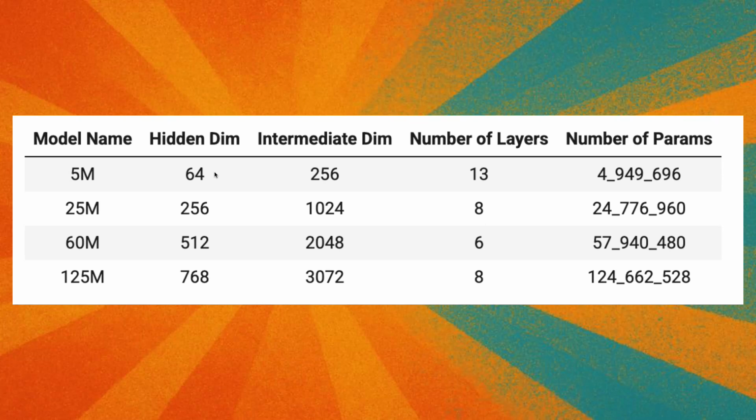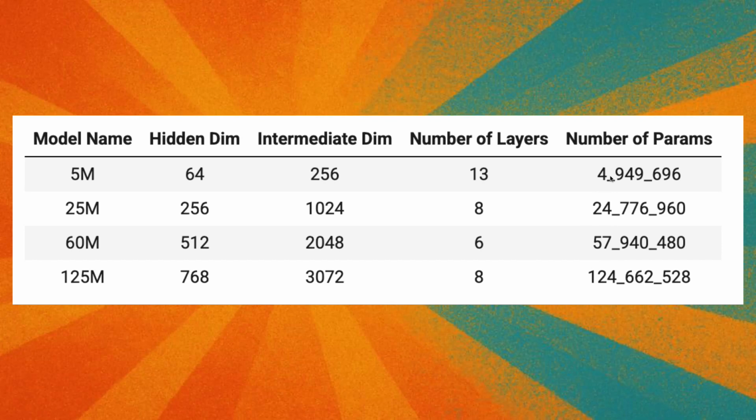The smallest model has a 64 hidden dimension, and then it goes up to 768 for the 125 million. And then the intermediate dimension, I've followed the Tiny Stories models where MLP layers have 4 times the hidden dimension value for the intermediate dimension. And then the number of layers are more arbitrary. I just picked whatever number of layers gave me close to these relatively diverse model sizes.